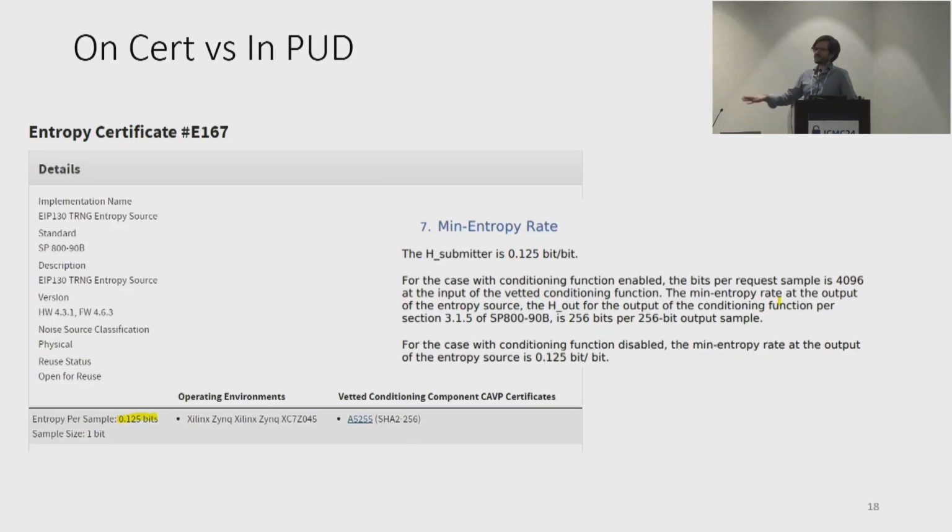But usually, luckily, that's the worst case scenario. So if you seed your DRBG under that constraint, it's usually safe. But often the entropy rate is a lot better. So in this one, I also brought it up because it's interesting.